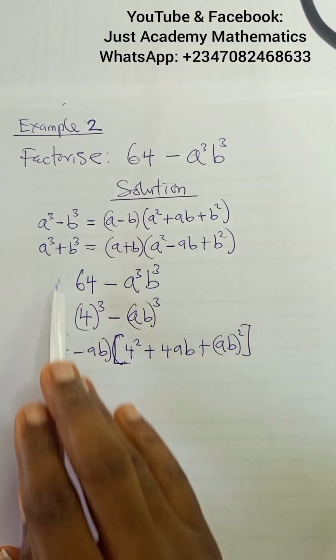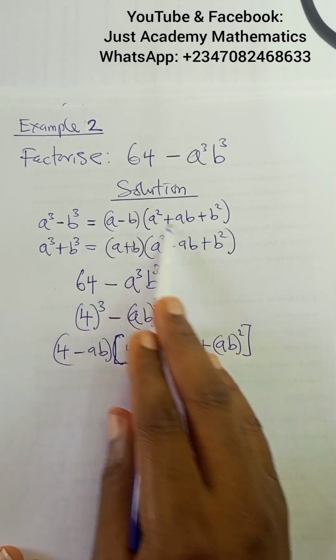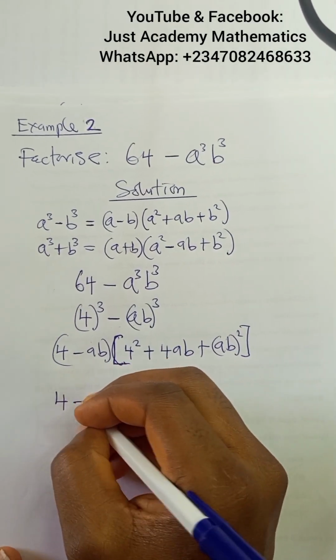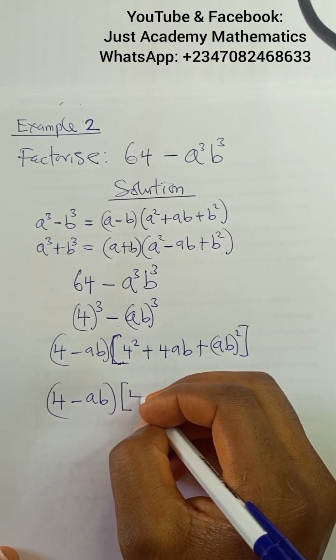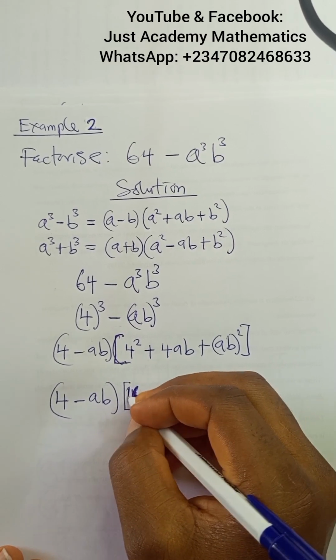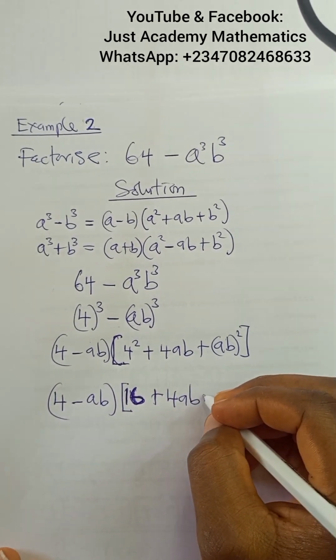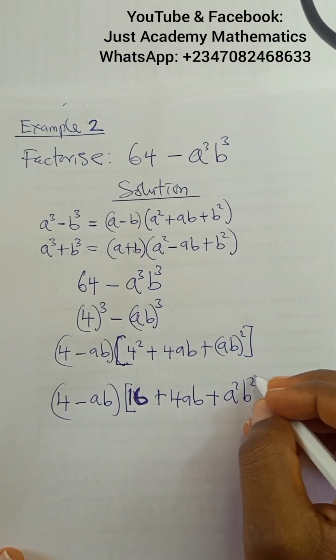That is the expansion. Applying this, assume that this is A, this is B. Put it in this place, you will get this. So this is now 4 minus AB bracket 16 plus 4AB plus A square B square.